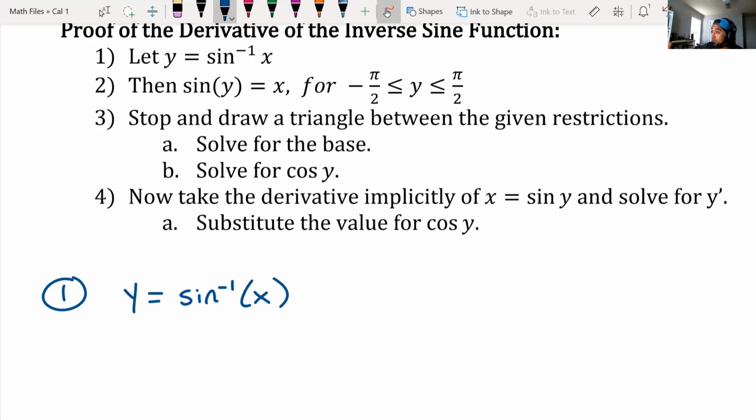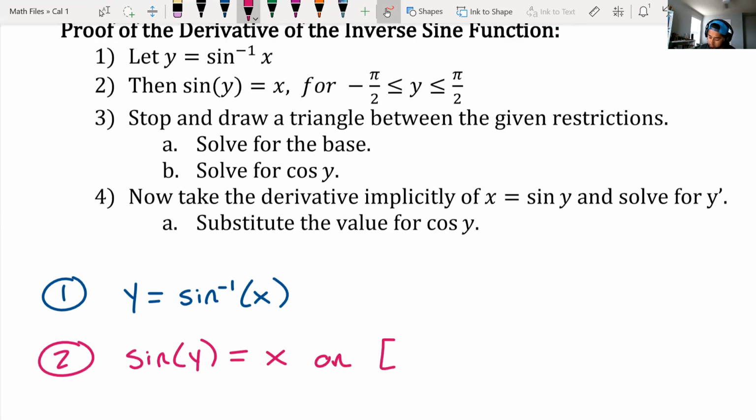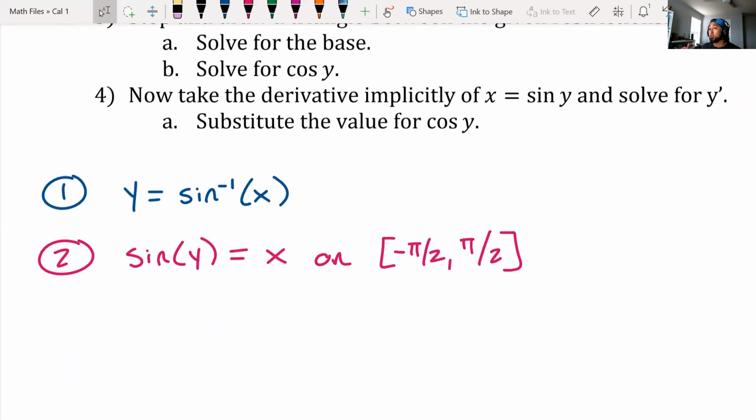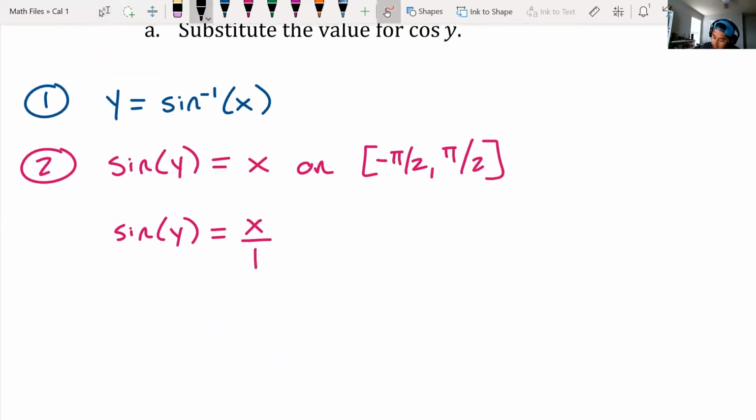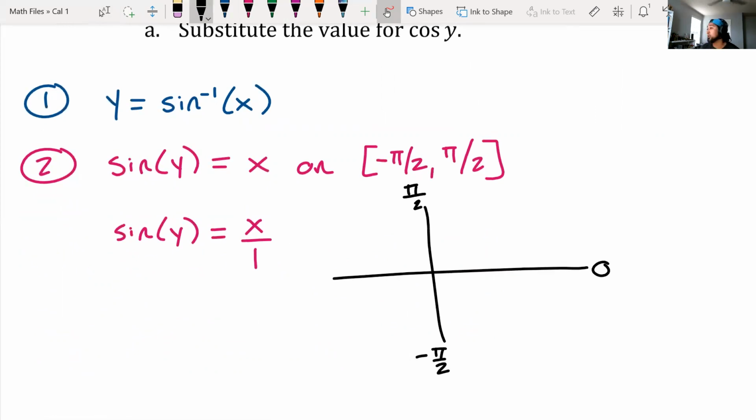And then step 2, apply the inverse to both sides. So step 2, you'll get sine of y equal to x. But this can only happen on the interval negative pi over 2 to pi over 2, because that's where the inverse sine lives. Okay, so what we're going to do next is create a triangle based on this ratio for sine. So since sine of y equals x, we can change x into a fraction. You can make x into x over 1. Which means if we were to plot this on the unit circle for the inverse sine function, since x over 1 is positive, this of course means that we are in the first quadrant. And my angle is now known as y.